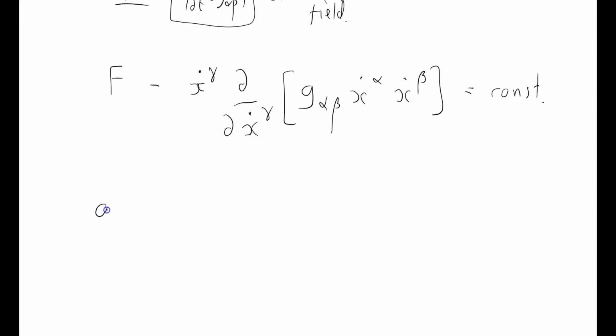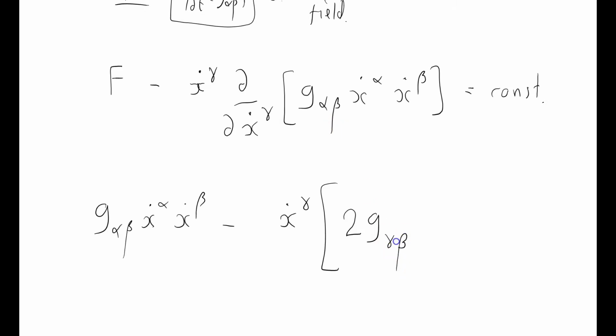Okay, so that tells me that g alpha beta x dot alpha x dot beta minus x dot gamma times differentiating this lot with respect to gamma. It's quite a difficult thing to do, but I'll try anyway. 2g, that gamma is differentiating there. I may as well call it a beta again, but it's not the same beta, it's a dummy index, so I can call it what I like. That's summed with respect to beta. Yes, that's the result.